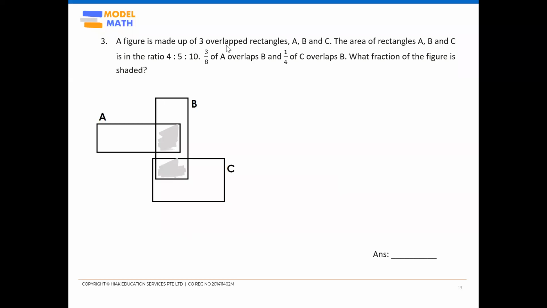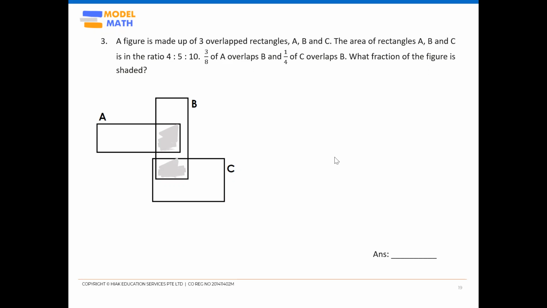Now, a figure is made up of three overlapped rectangles, A, B, and C. The area of rectangles A, B, and C is in the ratio 4 to 5 to 10. 3 out of 8 of A overlaps B, and a quarter of C overlaps B. What fraction of the figure is shaded?